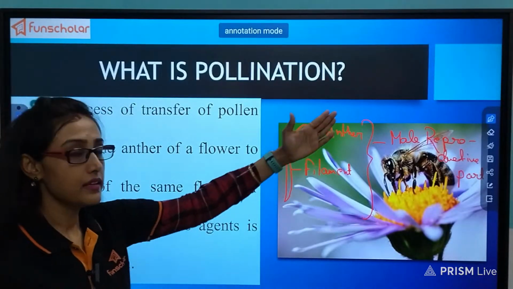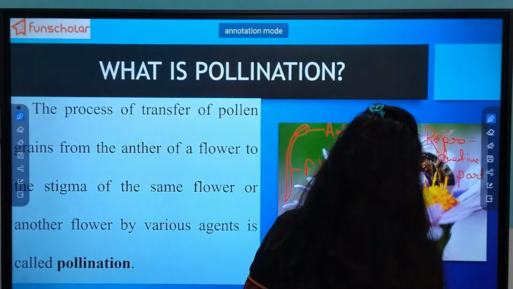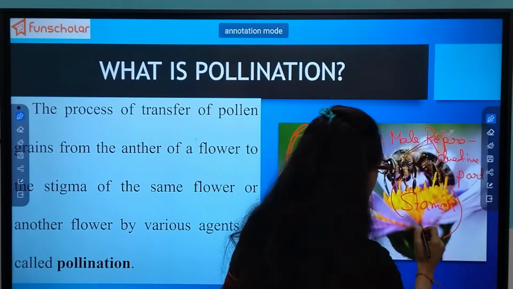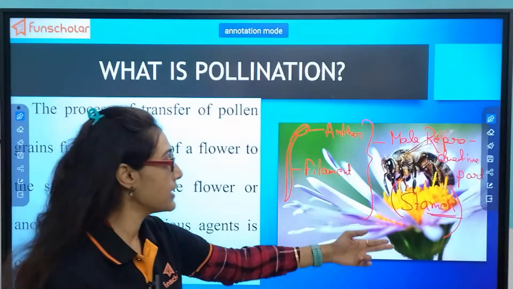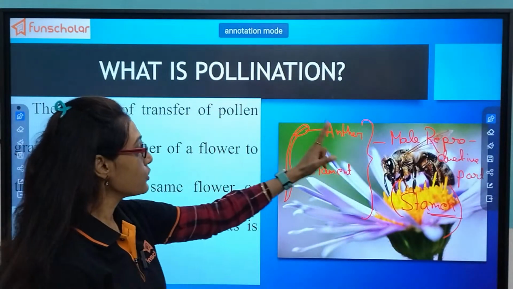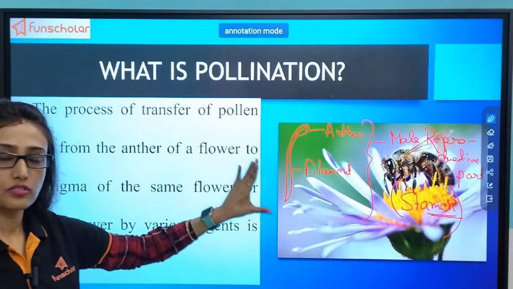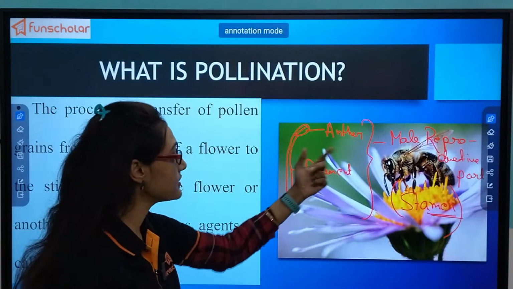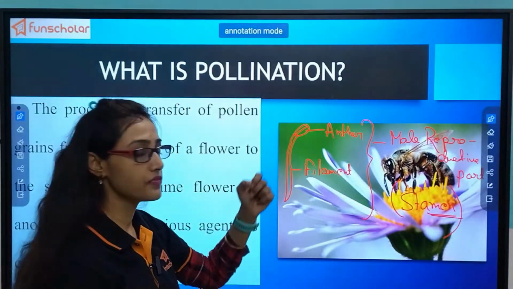So this is the male reproductive part. What is the other name of the male reproductive part? It is known as stamen. How did I ask you to remember? From male, you will remember stamen, that is, "main" is the male reproductive part. So this male reproductive part has two basic structures. This bilobed structure is known as anther, and this thin pipe-like structure is known as filament.